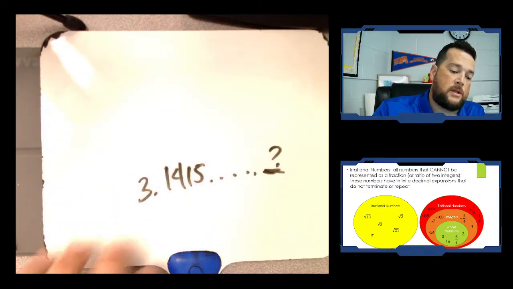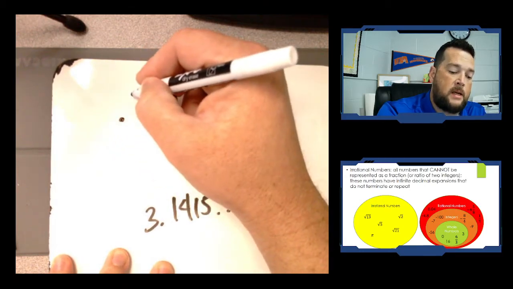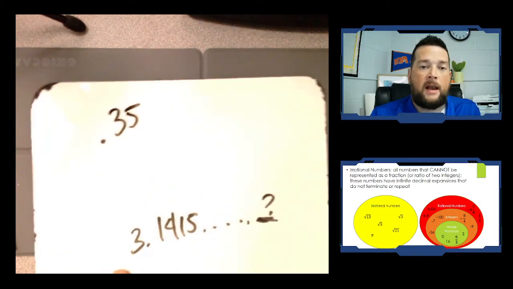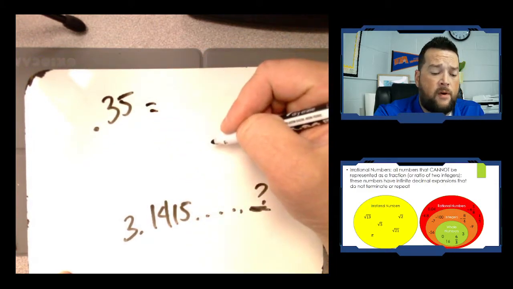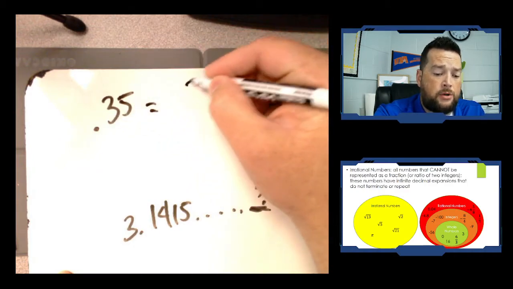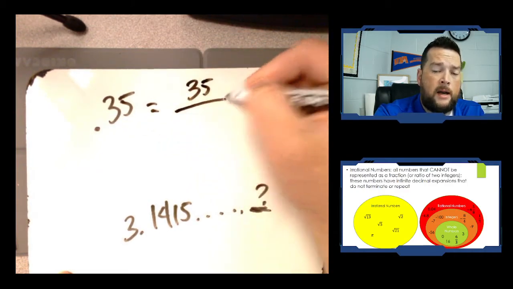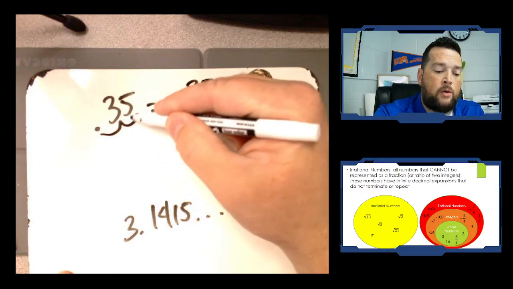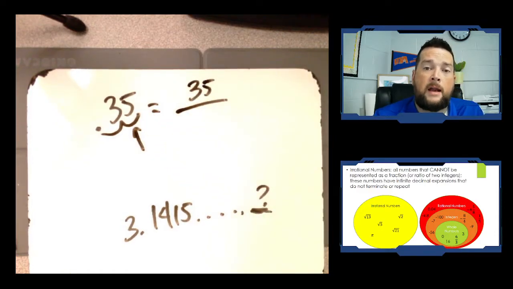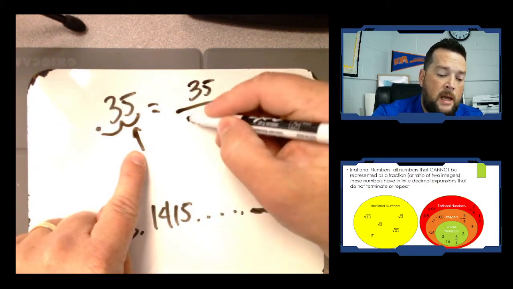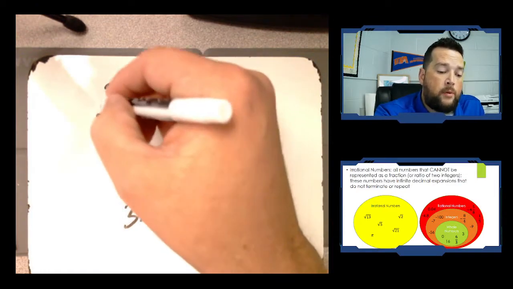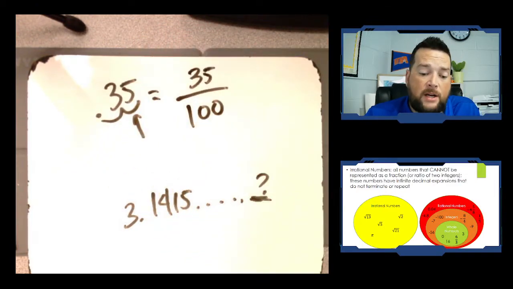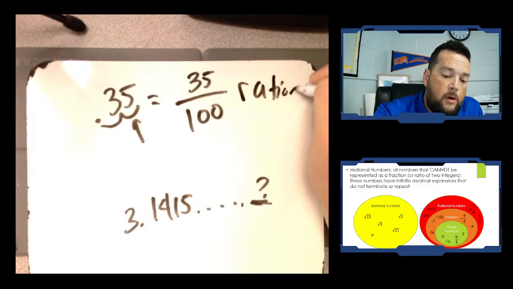So let's just take a rational number, for instance, 0.35, and let's represent it as a fraction. If you're taking a decimal and representing it as a fraction, you're going to take the numbers that you see, put them in the numerator. And then you're going to take the place value of the last number and represent that as the denominator. So if the place value of the last number is hundredths, then 100 goes as your denominator, just like that. So you can represent 0.35 as a fraction, and therefore it's rational.